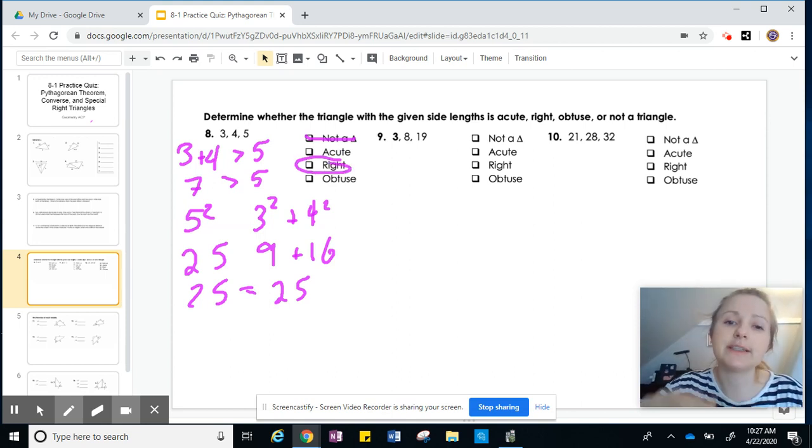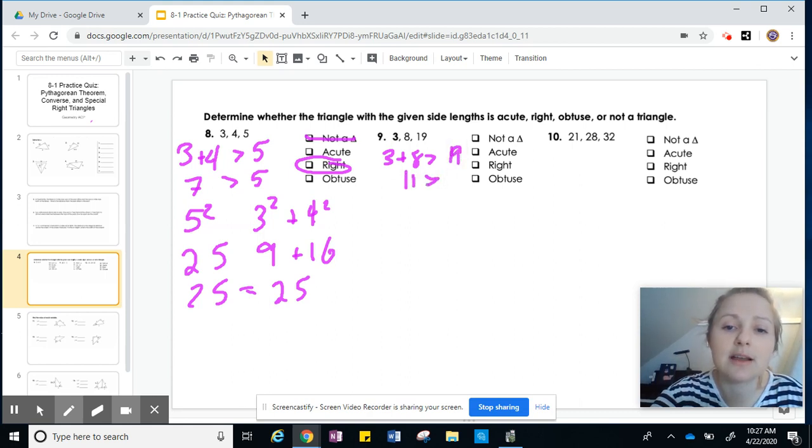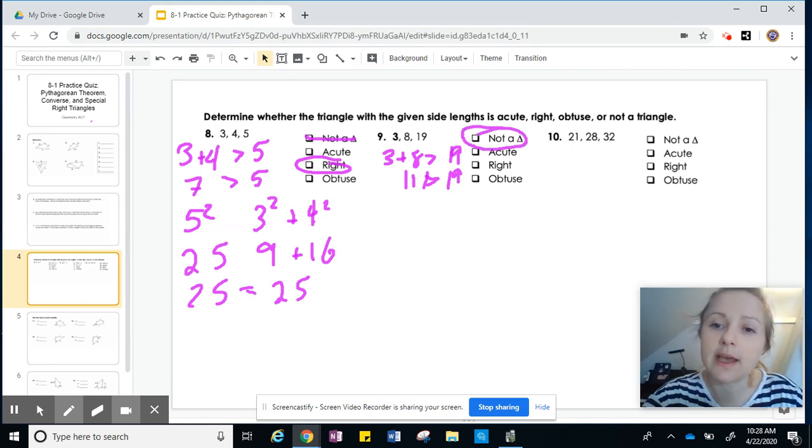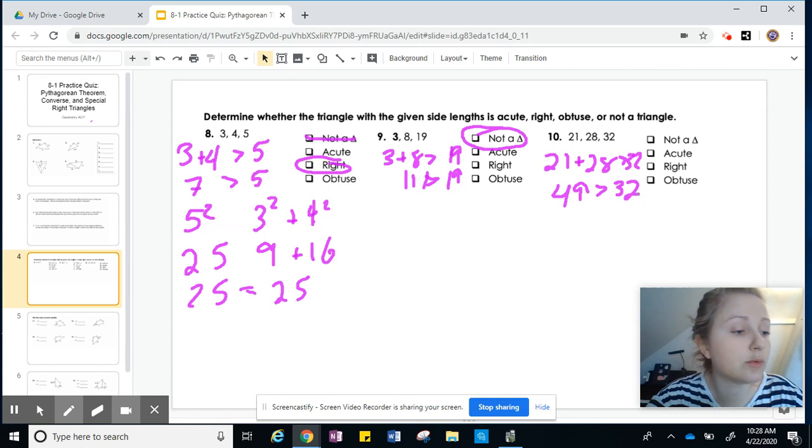All right, so for number 9, first we need to check 3 plus 8. Is that bigger than 19? So 8 plus 3 is 11. That is not bigger than 19. So that means it's not a triangle, and we're done. So number 10, we need to check that 21 plus 28 is bigger than 32. So 21 plus 28 is 49, which is definitely bigger than 32. So we can rule out not a triangle because it's definitely a triangle.